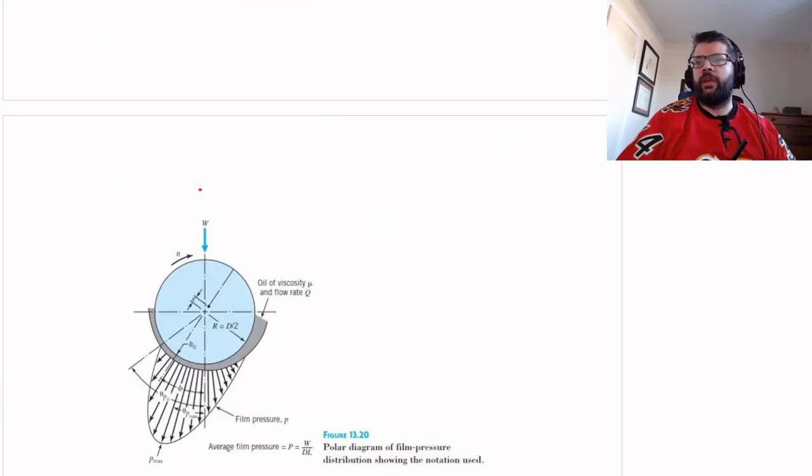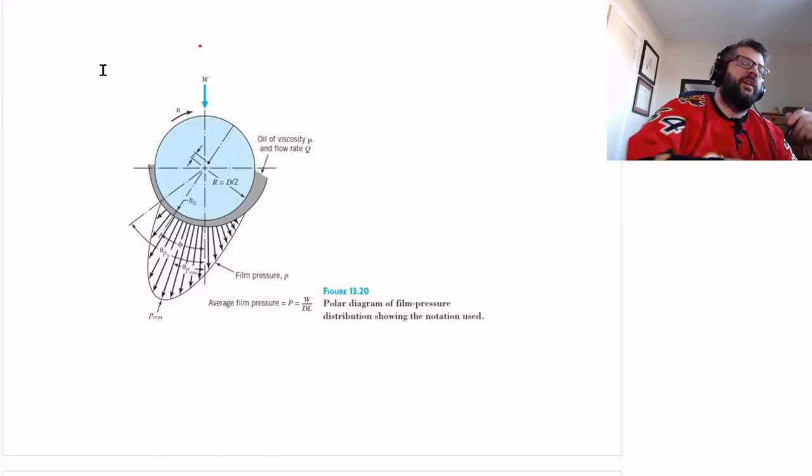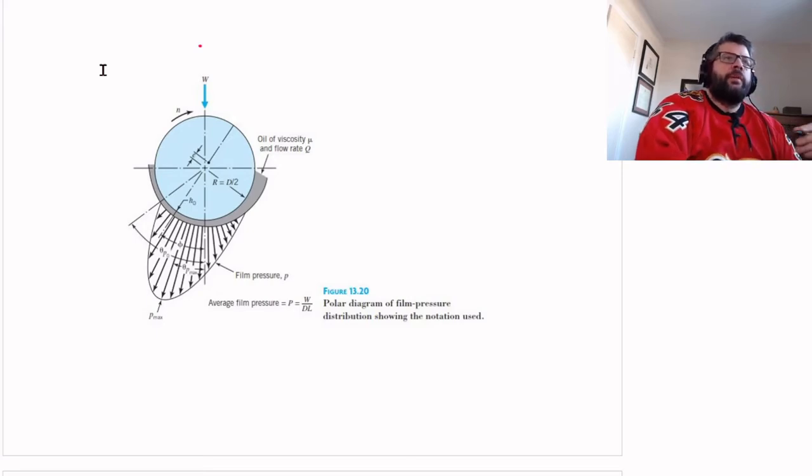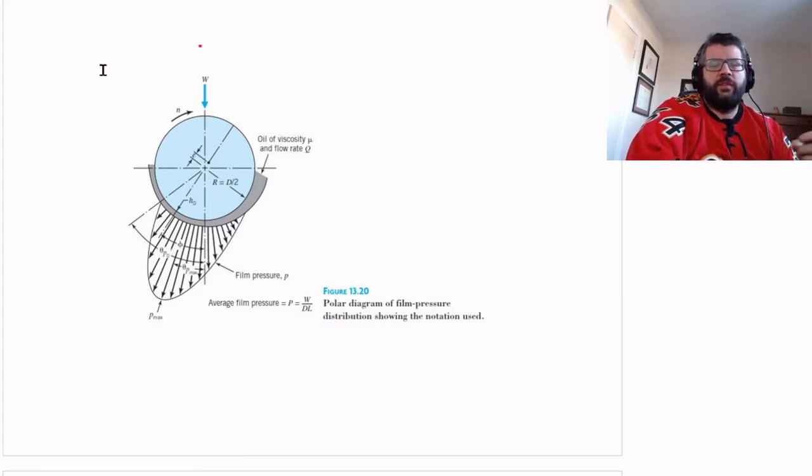So generally speaking, Ocvirk's short bearing approximation is reasonable for bearings that are less than 1/4 the length of the diameter. Like its length to diameter ratio is less than 0.25. Above that, half and above, the long bearing approximation is reasonable. So anyways, this will lead to different distributions in the film pressure.